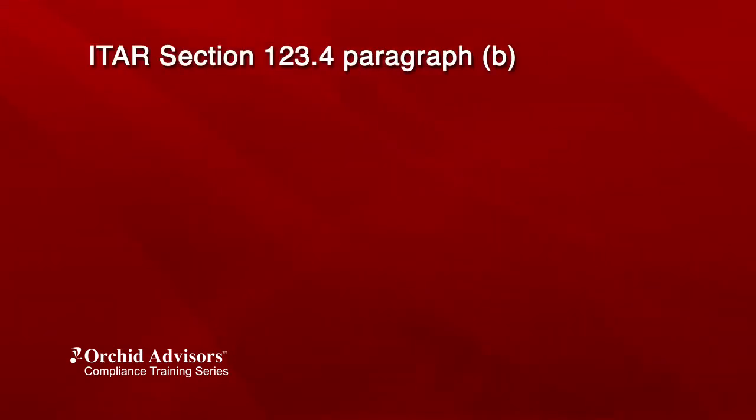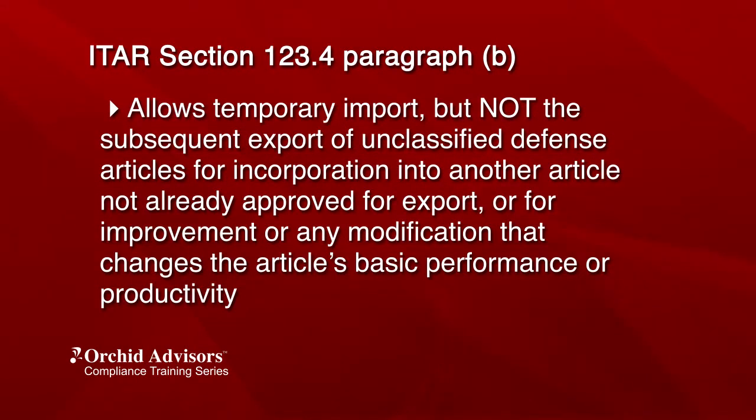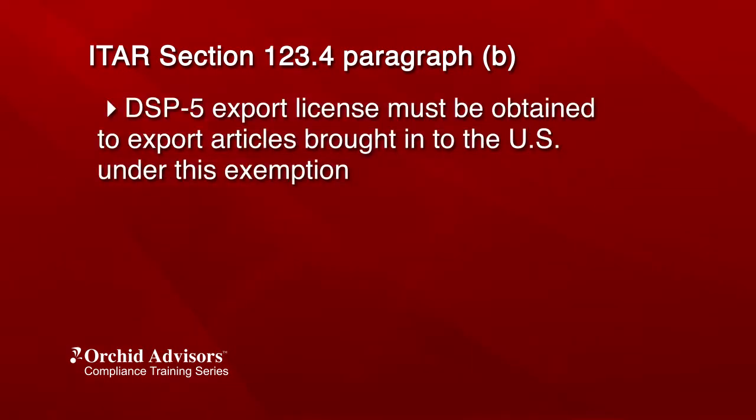Paragraph B allows for the temporary import, but not the subsequent export, of unclassified defense articles for incorporation into another article, not already approved for export, or for improvement or any modification that changes the article's basic performance or productivity. Unlike the exemptions under Paragraph A we just described, this exemption can be used for foreign-made articles. However, a DSP-5 export license must be obtained to export articles brought into the U.S. under this exemption.